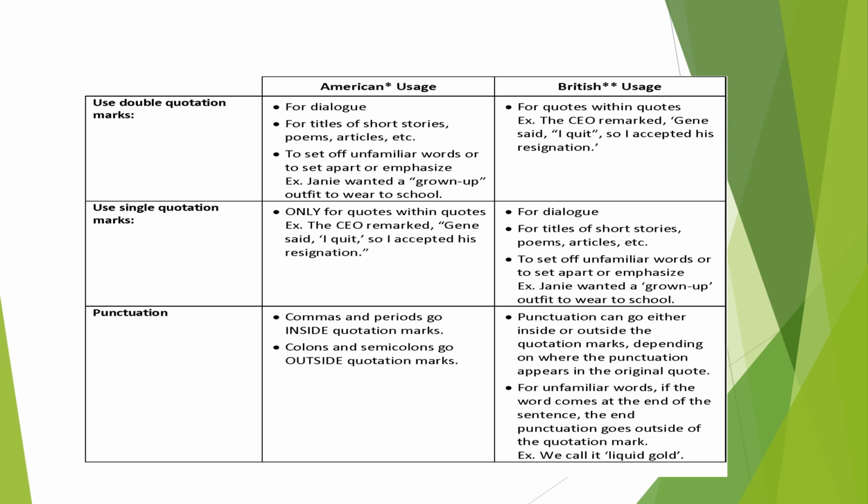And the last thing is the punctuation. You can see that with American usage, commas and periods go inside the quotation marks, and colons and semicolons go outside the quotation marks. On the other hand, British punctuation can go either inside or outside the quotation marks depending on where the punctuation appears in the original quote. For unfamiliar words, if the word comes at the end of the sentence, the end punctuation goes outside of the quotation mark. For example, we call it 'liquid gold'. Over here you can see the use of the punctuation.